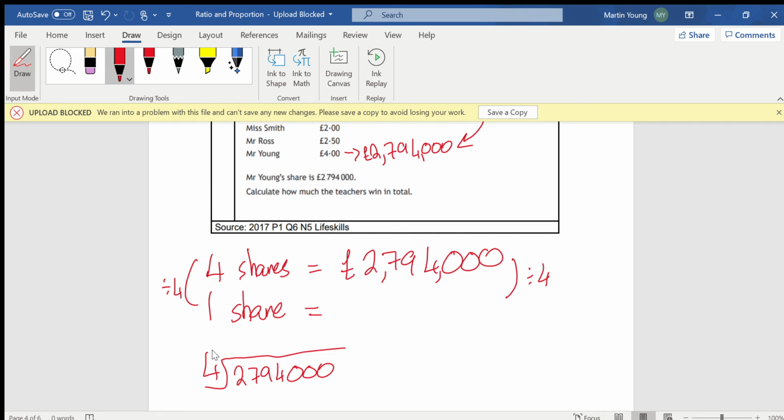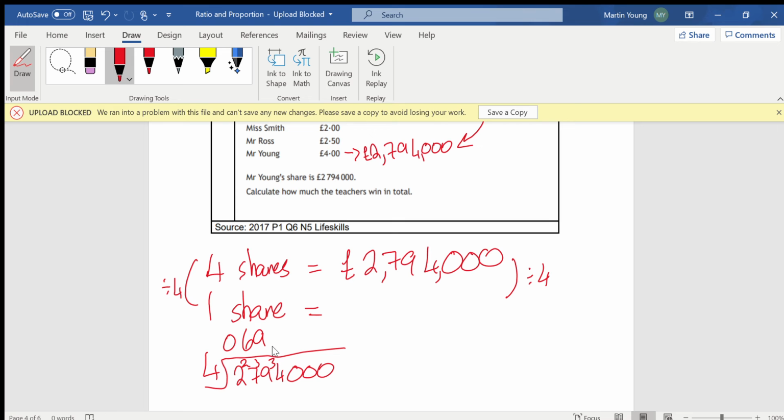Okay, how many 4s can I get into 2? It's 0, carry the 2. This is going to be 6. Fit into 27, I'm going to have 3 left over. So how many 4s can I get into 39? Well, that's going to be 9. I'm then going to be left with 3.